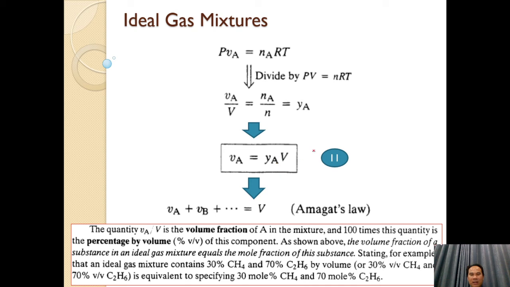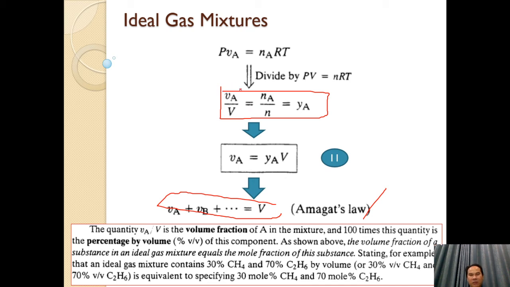VA equal to YAV. That means VA plus VB equal to V, because this is Amagat's law. VA divided by V is the volume fraction of A in the mixture. For an ideal gas, mole fraction equals volume fraction, or mole percent equals volume percent. This is Amagat's law.